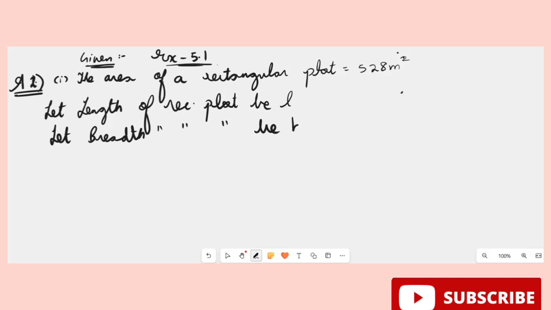Now, according to the question, what did it say? The length of the plot is 1 meter more than twice its breadth. So can I say that L is equal to 2 times B? Why am I writing L equals 2 times B? Because it told us the length of the rectangular plot is, meaning equal to, twice its breadth, and twice means 2 into B. 1 more than twice its breadth, so 2 into B plus 1. Why am I writing plus 1 over here? Because it told 1 more than, and 1 more than means plus. So we got the equation L equals 1 plus 2B.